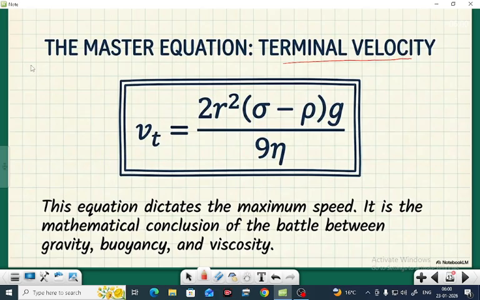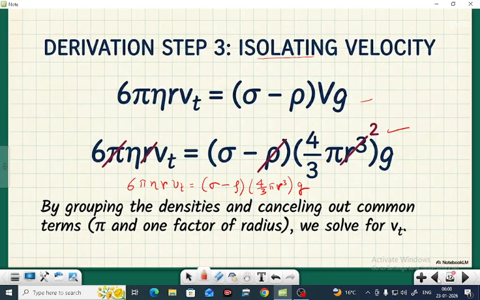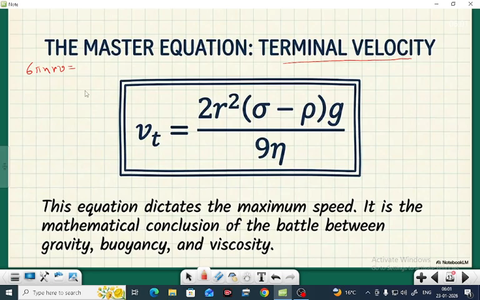From here we get 6πηrv is equal to (σ − ρ) into 4/3 πr³ into g, right? So if we calculate this one, we can get the value of Vt.